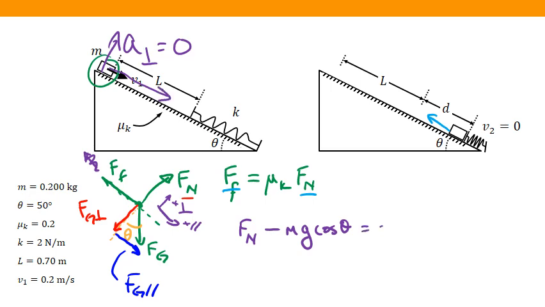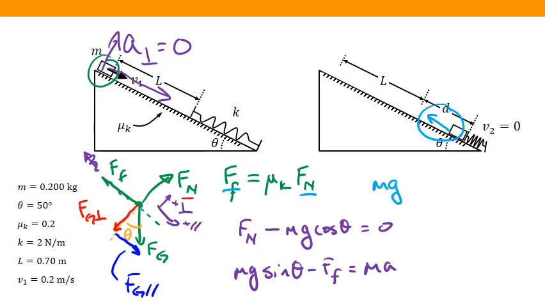So this has to be equal to 0. And at this point, I'm actually done, but just for completeness, we'll write the other equation. That would be mg sine of theta minus force of friction equals mass times acceleration. That's as I'm sliding. Once I hit this spring, then this becomes different.